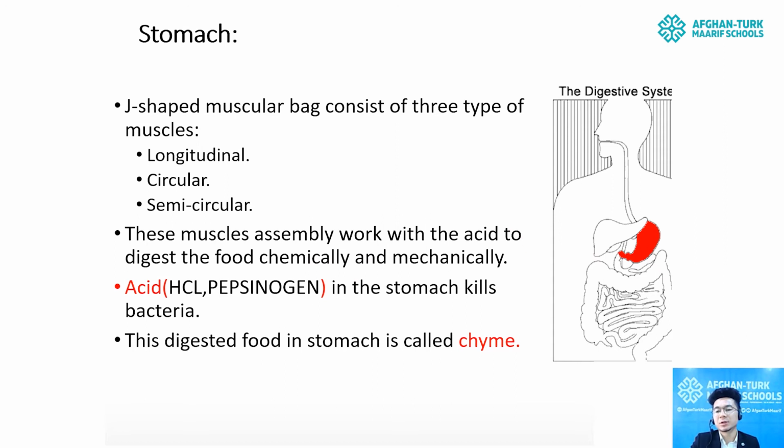Stomach, as you can see here, is a J-shaped muscular bag, consisting of 3 types of muscles, which are longitudinal, circular, and semicircular. These muscles work with the acids in order to mechanically and chemically digest the food. Acids which are present inside our stomach not only break down the food but also kill the bacteria which we have gotten with our food. After all this digestion, the food, which is now a liquid, is called chyme inside our stomach.